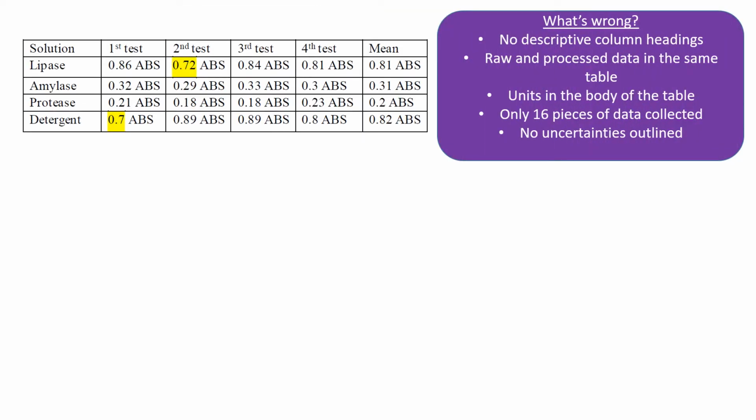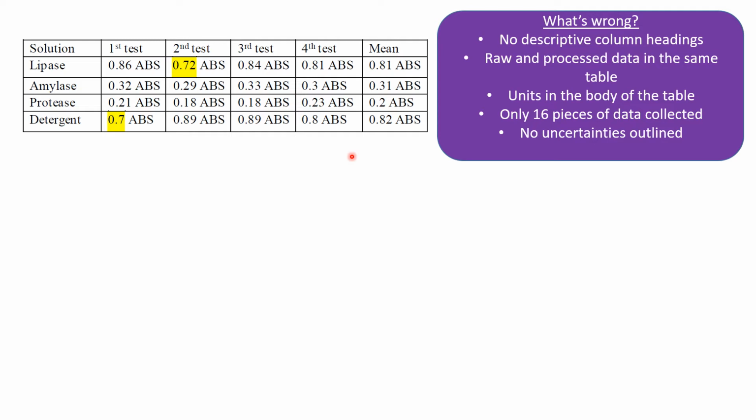Okay, so this is an example of a table from a previous IA. So what's wrong with this table? We've got no descriptive column headings. We've no idea really what this is showing. You've got raw data and process data in the same table. You've got units in the body of the table. And there's only 16 pieces of data collected, so you need to have at least 25 pieces of data, so it should be 5 manipulations of the independent variable and 5 repeats at the very, very least. There's also no uncertainties outlined here.